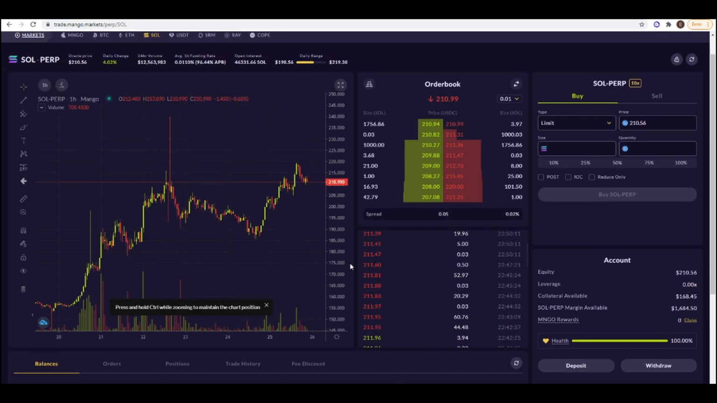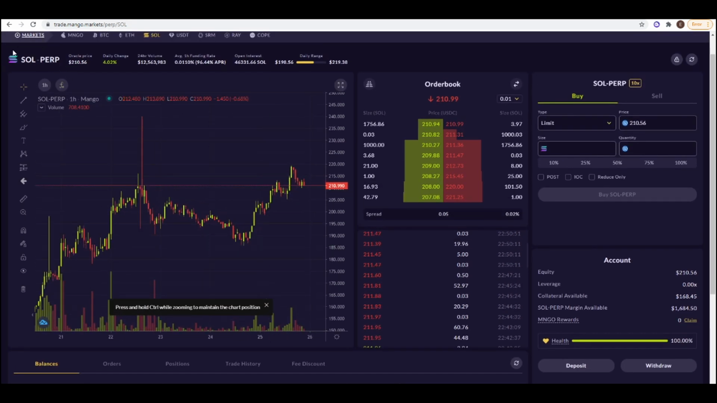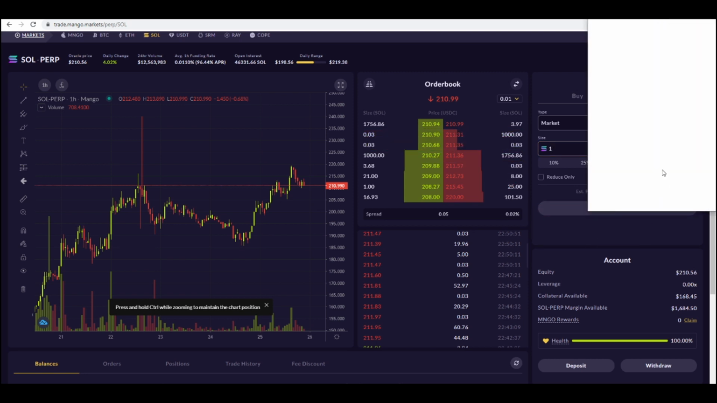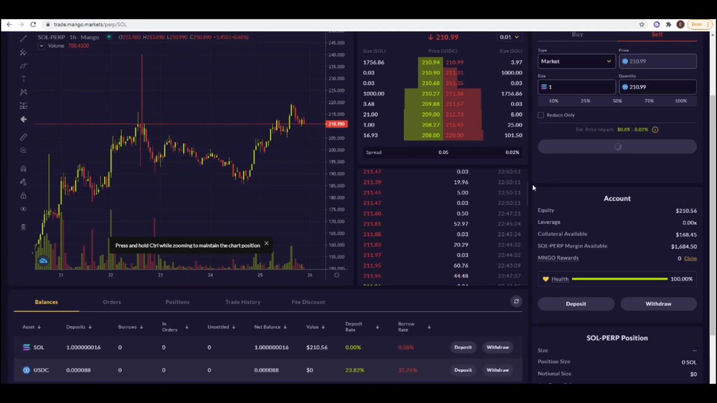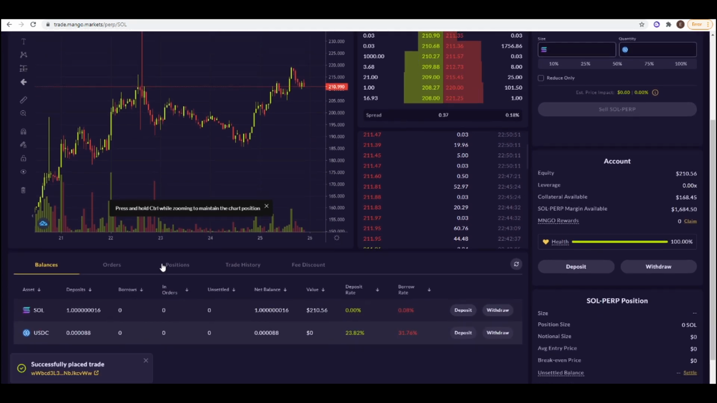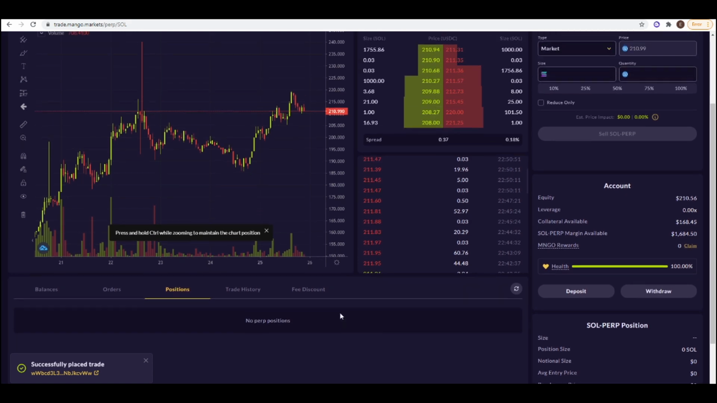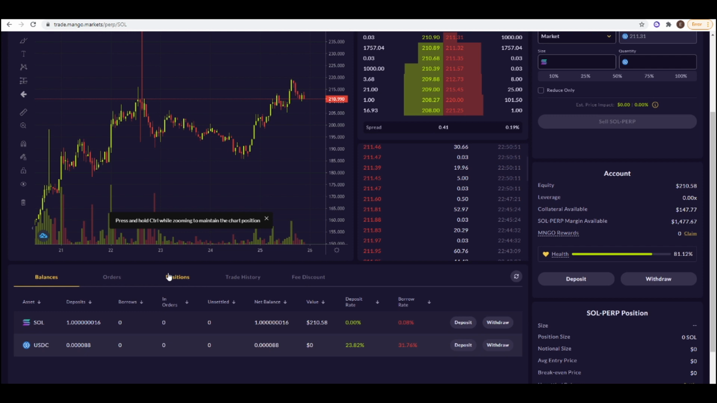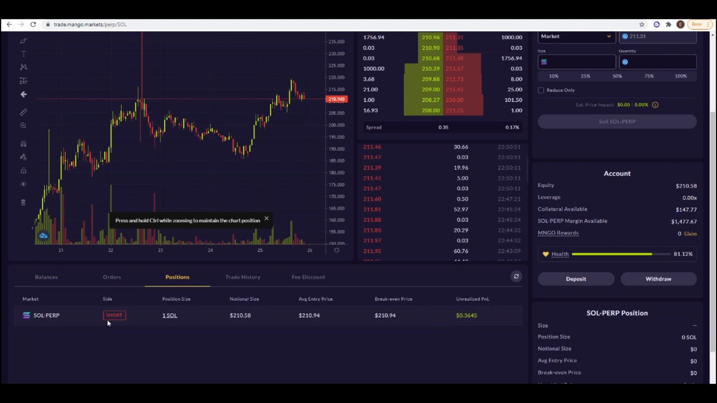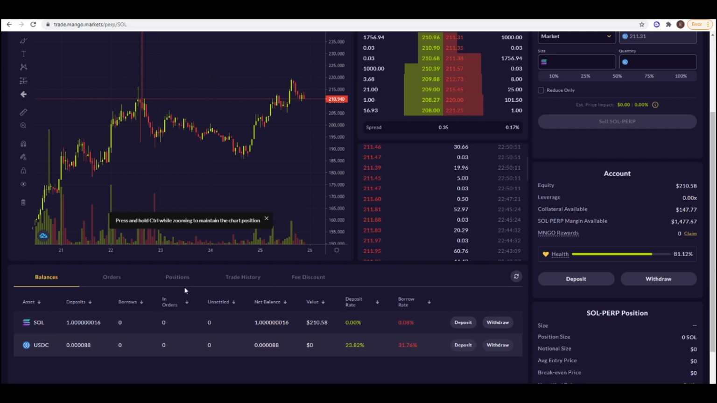To complete this trade, I need to go short the equivalent amount in Solana perpetual futures. I'm just going to go to sell, go to market, and I'll just do 1, and I'll press approve. And then here we can see my position. It should come up in a second. Yeah, so here we go. I'm short 1 sol perp, and I'm also long 1 sol here as well.